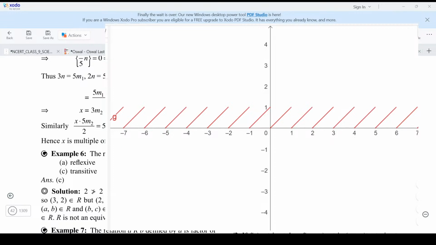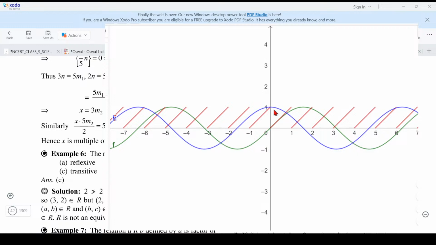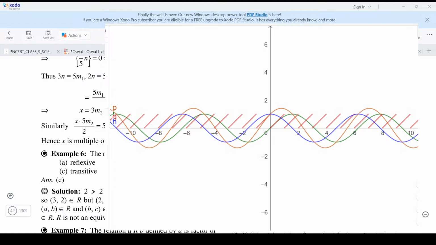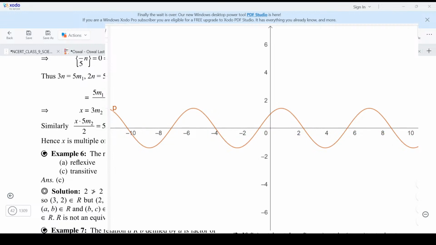So now, for example, sin x and cos x. Cos x is also periodic. Now, if you join these two, for example, f plus h, you can see the bigger graph, right? That is also periodic, agreed or not? This f plus h is also periodic.